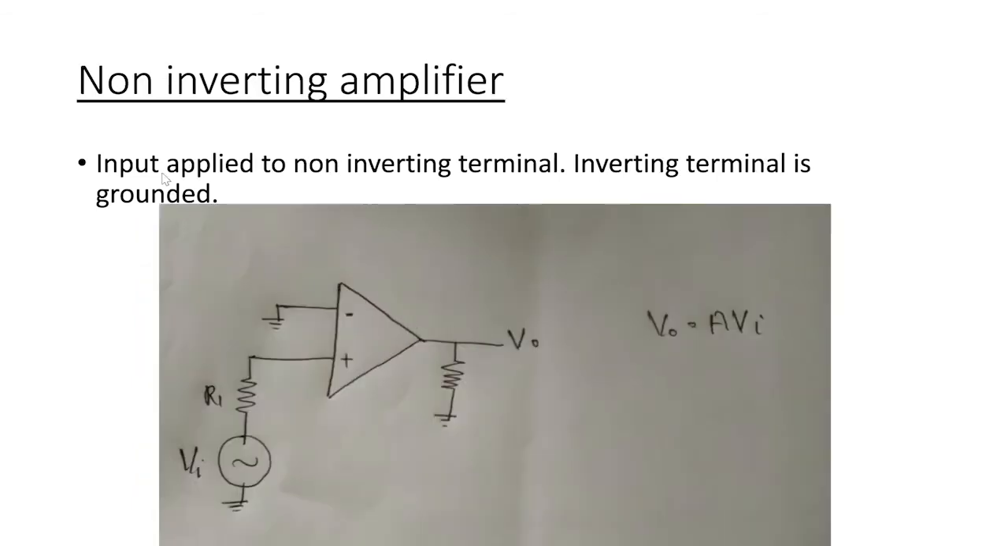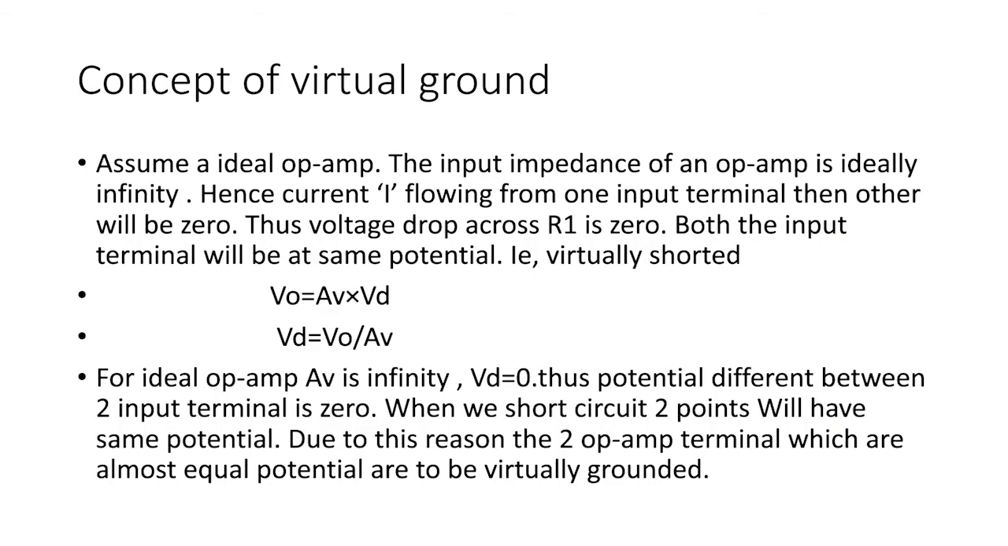In the non-inverting amplifier, input is applied to the non-inverting terminal and the inverting terminal is grounded. Here input is given to the non-inverting terminal, the inverting terminal is grounded, and the output is equal to A into Vi.